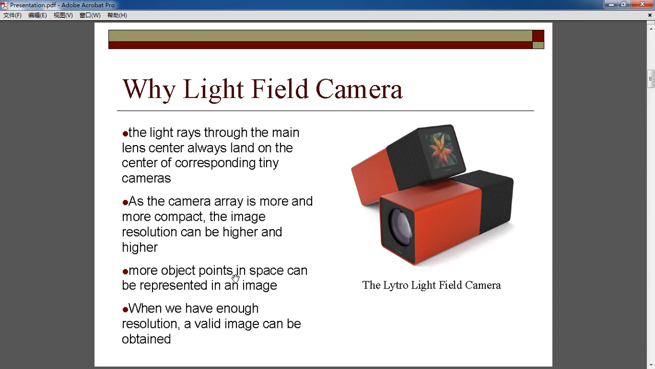Let's talk about why we need to use the light field camera. The light field camera is designed in such a way that the light rays through the main lens center always land on the center of the corresponding tiny cameras. As the camera array becomes more and more compact, the image resolution can be higher and higher. In other words, more object points in space can be represented in an image. When we have enough resolution, a valid image can be obtained. The figure on the right-hand side is the product from the Lytro company.